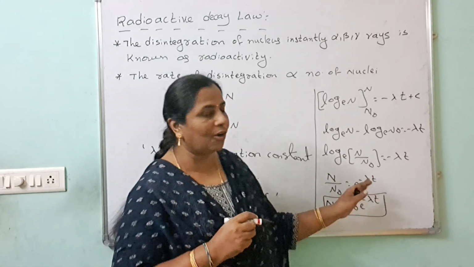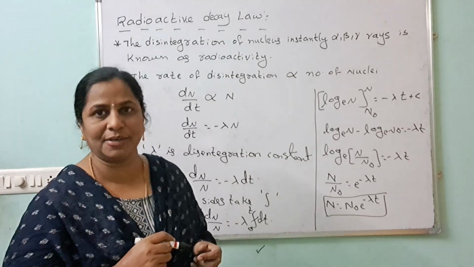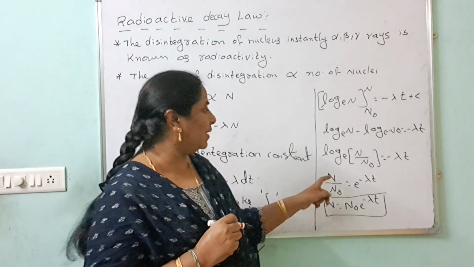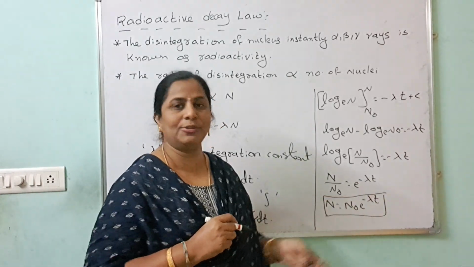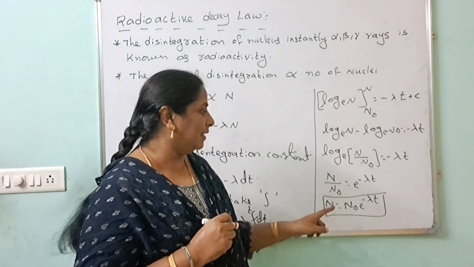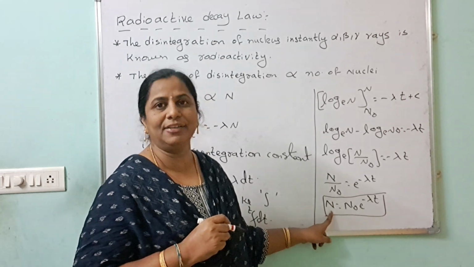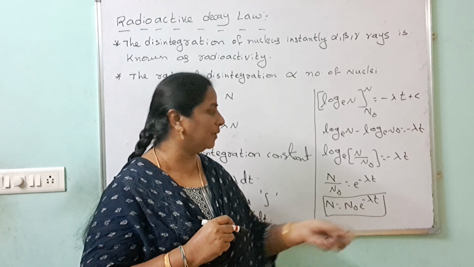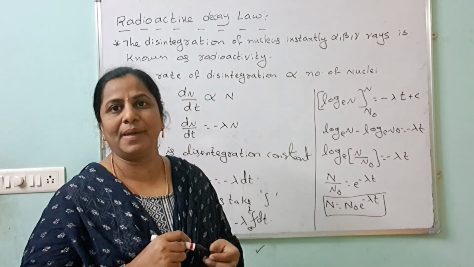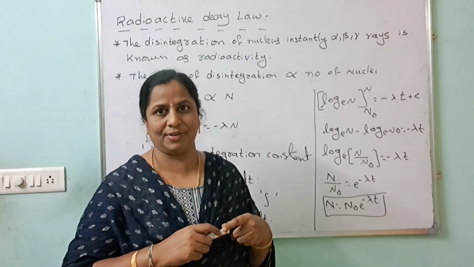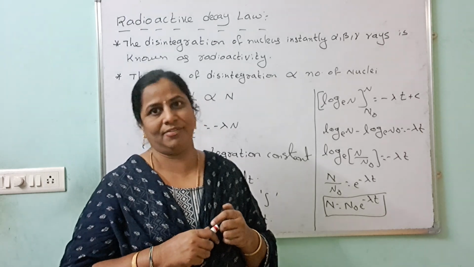When we send the logarithmic function to the other side, it becomes an exponential function. So N by N naught equals e to the power of minus lambda t. Then finally, N equals N naught into e to the power of minus lambda t. So based on this, we can calculate the average life. We can calculate the half-life also.